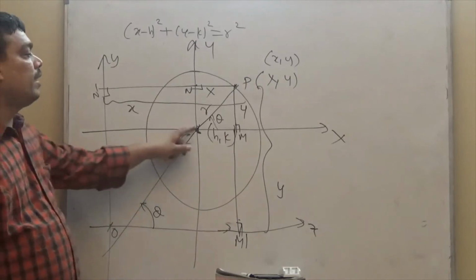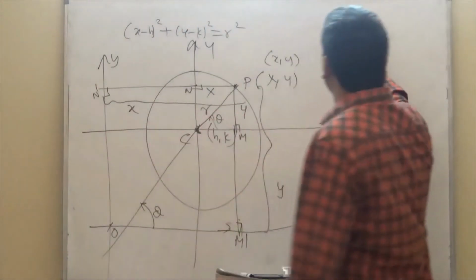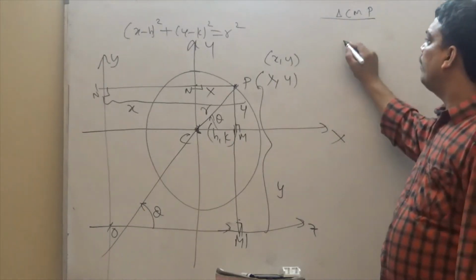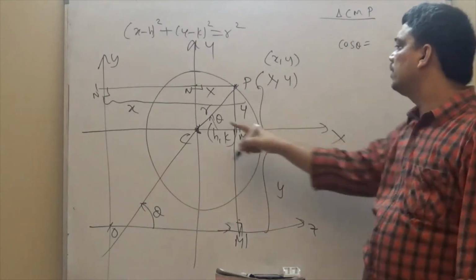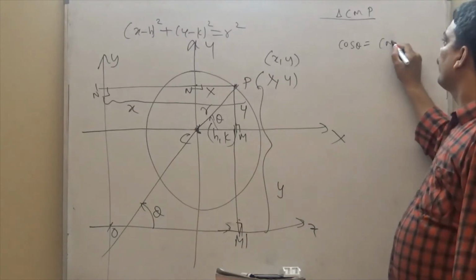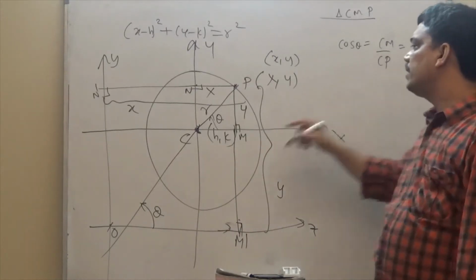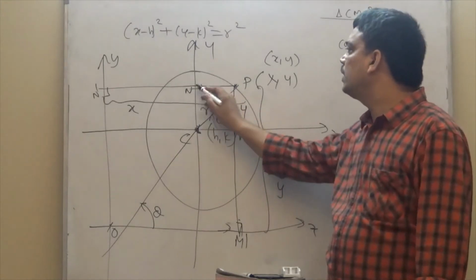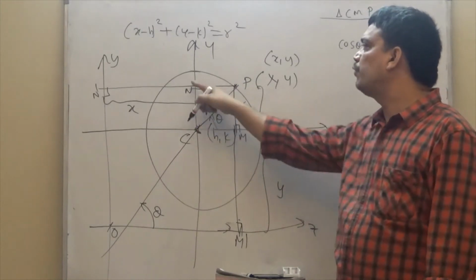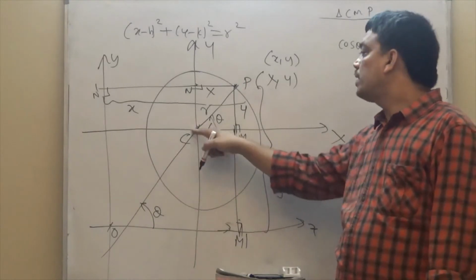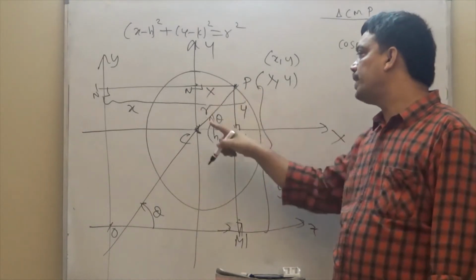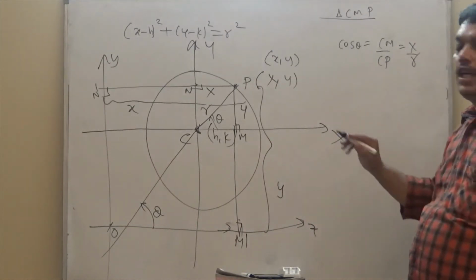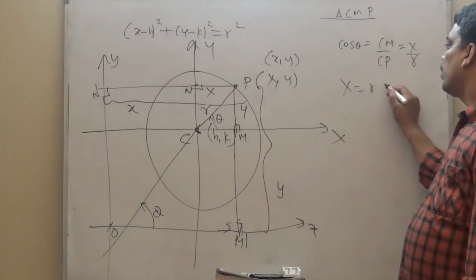Now consider triangle CMP, which is a right angle triangle. Of course, the value of cos theta here will be adjacent by hypotenuse, which is this CM divided by CP, and CM is nothing but capital X, same as Pn, because these 4 points form a rectangle. So CM, Pn is a rectangle, so Pn should be the same as CM. So therefore you write here X divided by CP, which is R. So from here you get capital X equal to R cos theta.